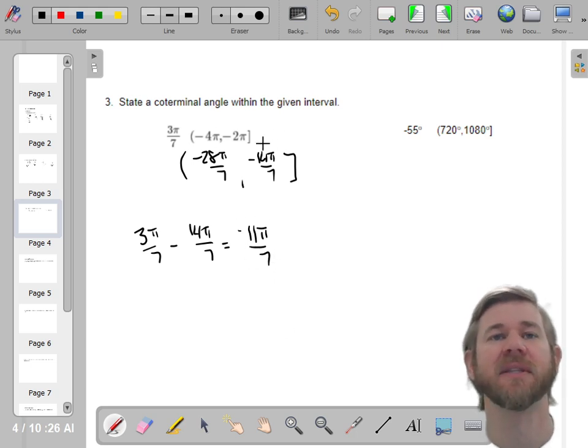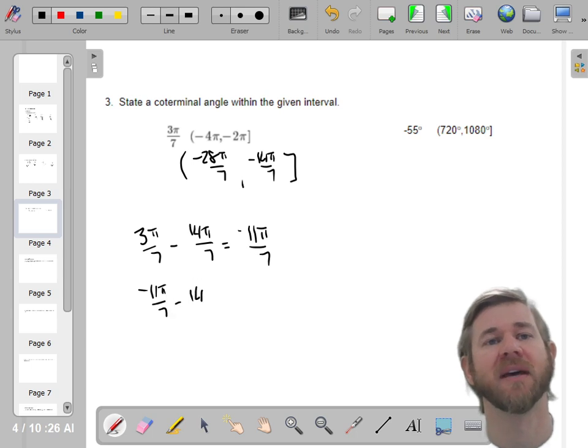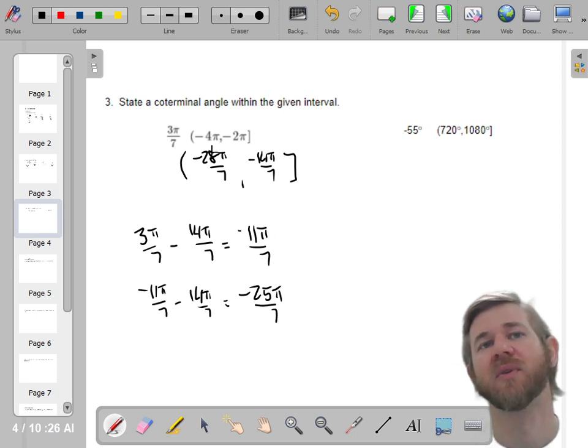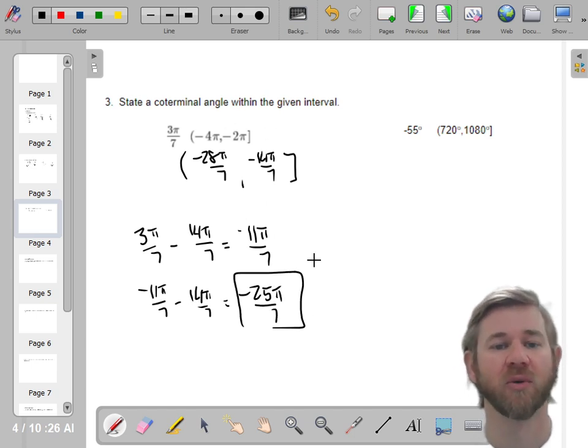Negative 11 is not between these two numbers, so I've got to do it again. Negative 11 pi over 7 minus another 2 pi. Negative 11 minus 14 is negative 25. And 25 is between 14 and 28, so that's my coterminal angle.